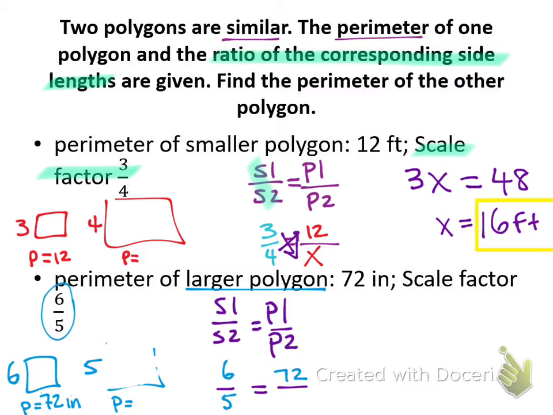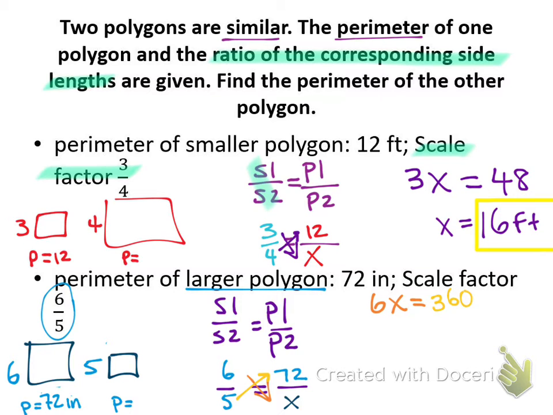Is everyone okay with why we put 72 across from the larger number? Yeah, you messed my brain. Okay, all right, so we cross multiply again. I'll re-explain it a different way in a second. We have 6x equals 5 times 72. That's 360. So then x equals 60, and then I think it's inches.